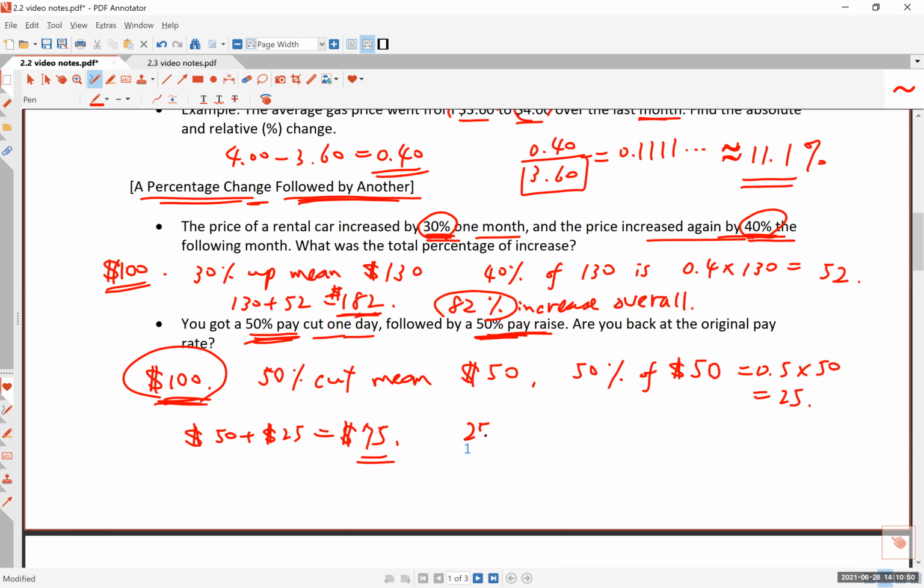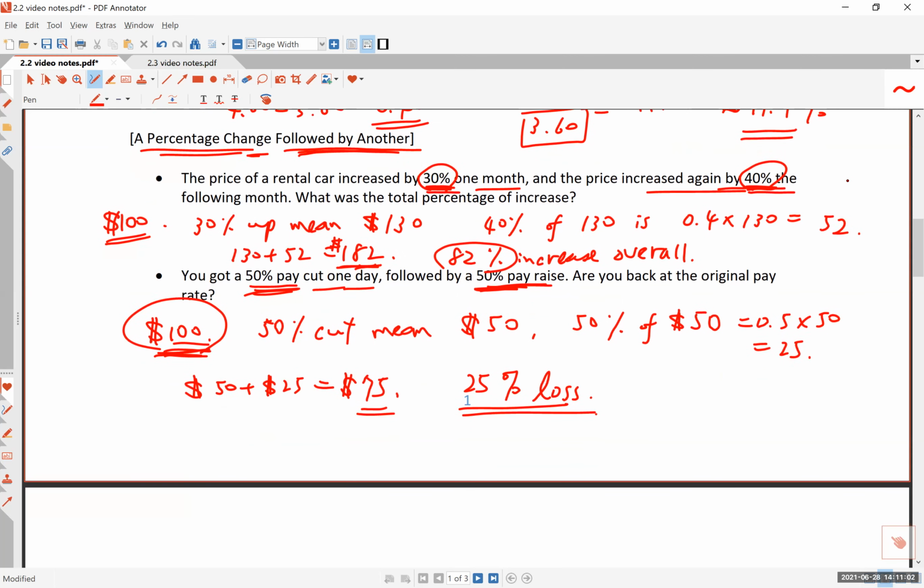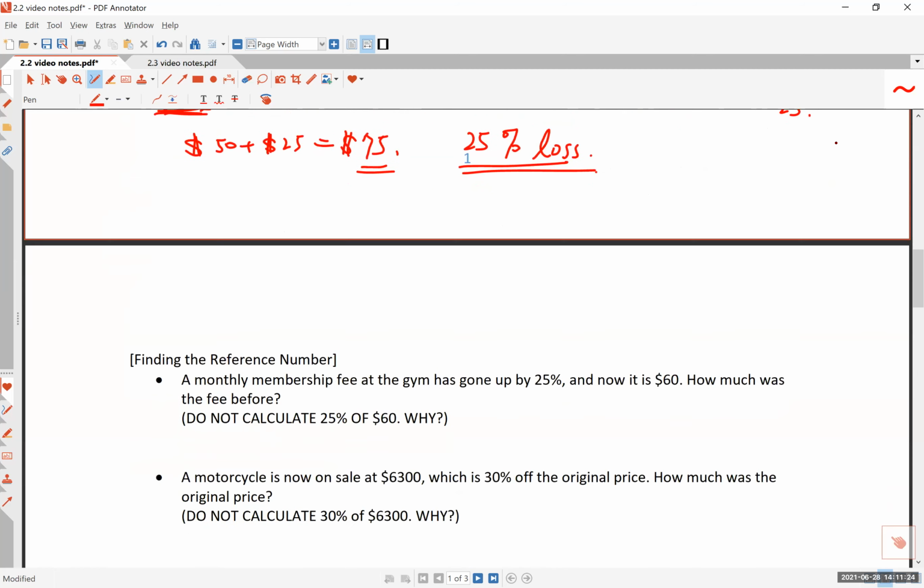Look, you used to make $100 a day, now you make $75 a day. The difference is $25, which is 25% of your original pay, right? So you actually lost 25% of your daily wage if this is the case. So you shouldn't be happy that if you got a 50% pay cut followed by a 50% raise, you did not break even, right? And that's the tricky part of percentages. Because the reference numbers change, you cannot simply add or subtract percentages. I hope this is clear, right?